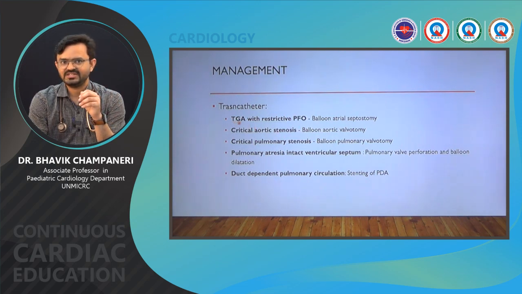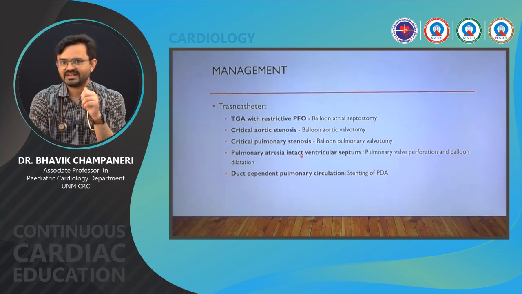This is a TGA with restrictive PFO, which can be palliated with balloon atrial septostomy for a while till he becomes fit for surgery. Critical aortic stenosis can undergo balloon aortic valvotomy. Pulmonary stenosis can undergo pulmonary valvotomy.